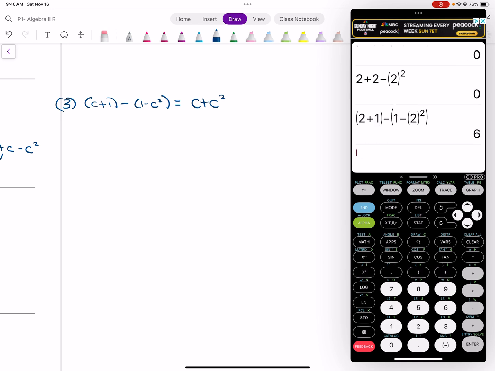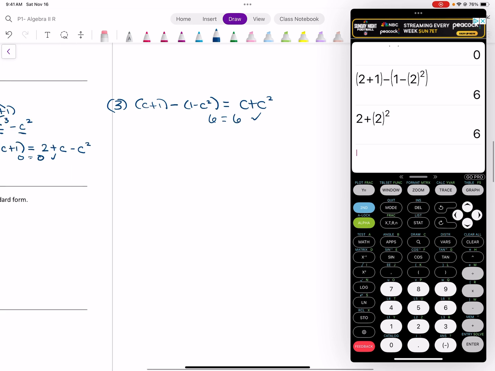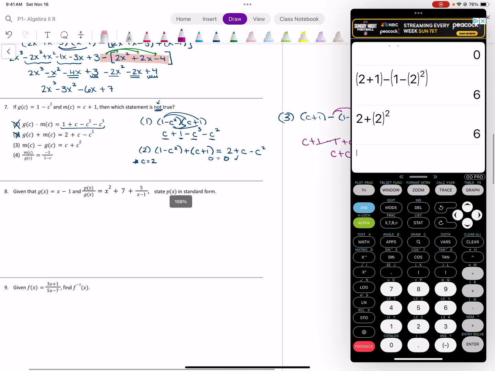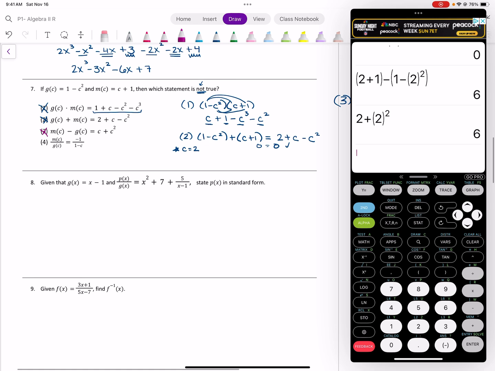If I do my SAT trick, plugging in 2 gets me a 6 on the left. Plugging in 2 gets me a 6 on the right. If I had distributed and done it by hand, I would have had c plus 1 minus 1 plus c squared. The ones cancel, and that shows that I did have c plus c squared left over. So either option works. Now at this point, it clearly has to be answer choice 4.